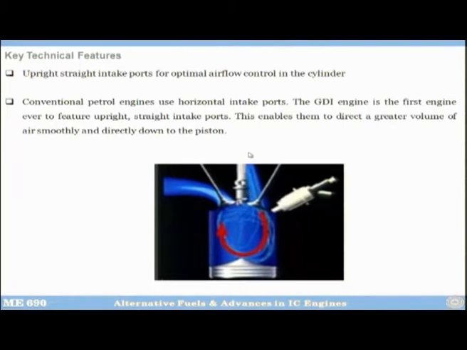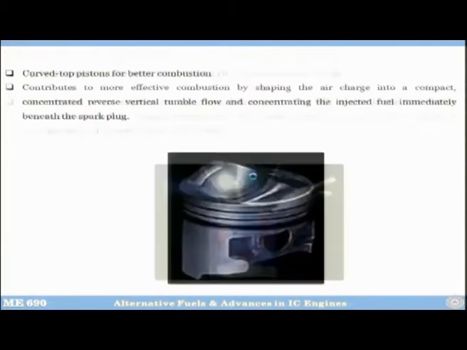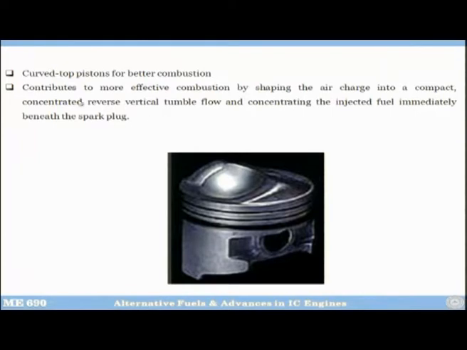So, this is the first time the upright intake ports like this have been used, and this enables them to direct a greater volume of the air smoothly and directly down to the piston, and it also increases the volumetric efficiency and power output, just the simple design of the intake port. Okay. The second feature is curved top piston for better combustion.